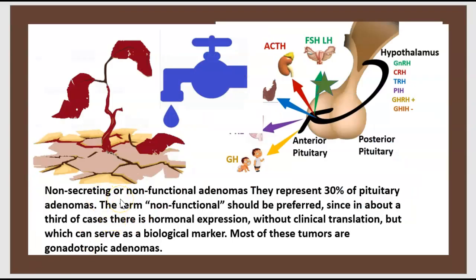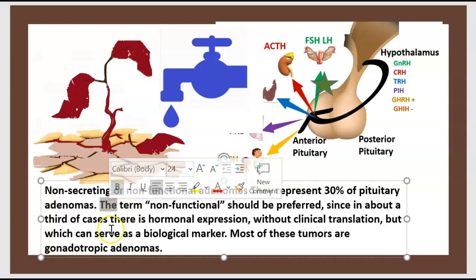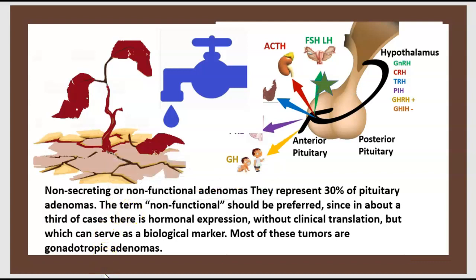Non-secreting tumor or non-functional adenoma, they represent actually 30% of pituitary adenoma. The term non-functional should be preferred since in about a third of cases there is hormonal expression without clinical translation, but which can serve as biological marker. Most of these tumors are gonadotropic adenoma.